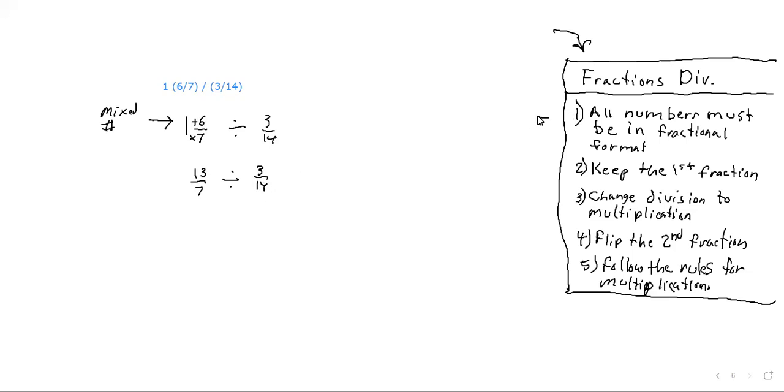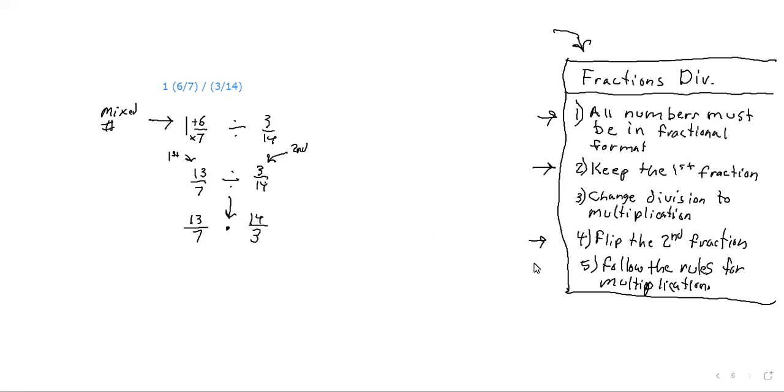So we did this step here. We made sure all the numbers are in fractional format. Now we're going to keep the first fraction. Just for reference, this is the first fraction here, and this is the second fraction here. So we keep the first fraction and copy it down, 13/7. We're going to change division to multiplication, so I'll put a dot for multiplication. And then we're going to flip the second fraction. The second fraction is 3/14. We flip it upside down and make it 14 over 3.